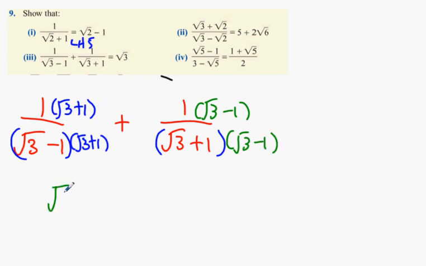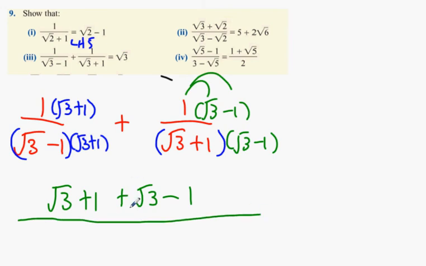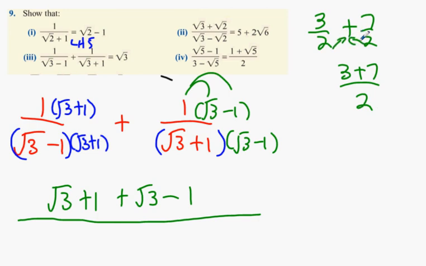Let's see what happens. Root 3 plus 1 plus root 3 minus 1. Both fractions are the same. In the same way that 3 halves plus 7 halves is the same thing as 3 plus 7 over 2. See the way I turned two fractions into 1 because I'm adding them, yeah? I'm going to do the same thing here. And then I'm going to multiply out the fractions. Root 3 by root 3, 3. Root 3 by minus 1. 1 by root 3. 1 by minus 1.